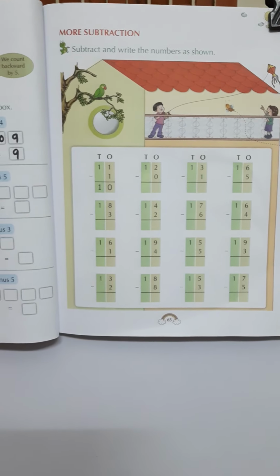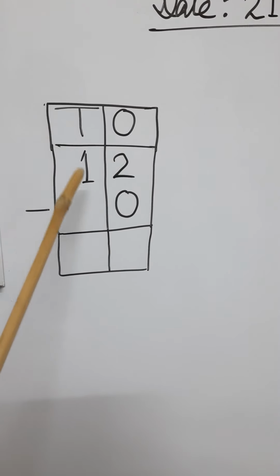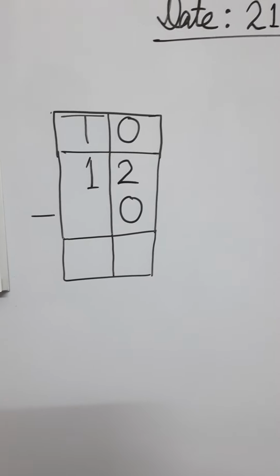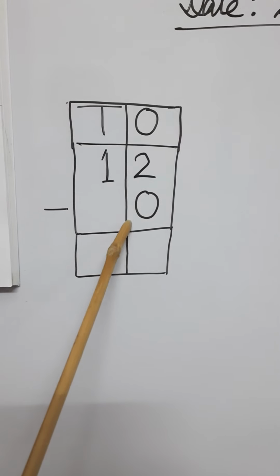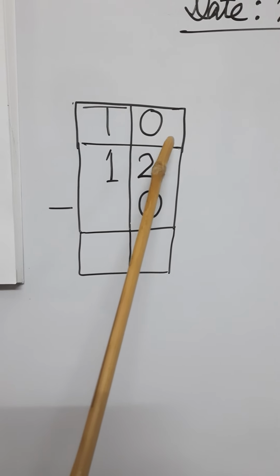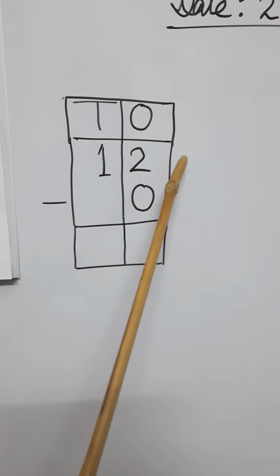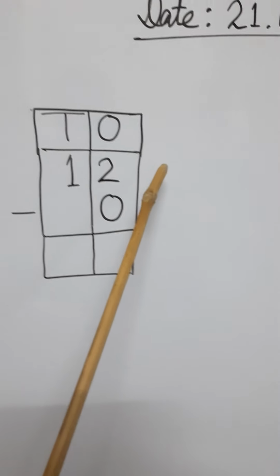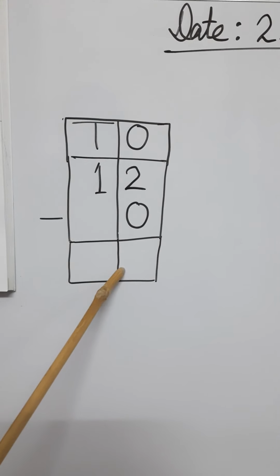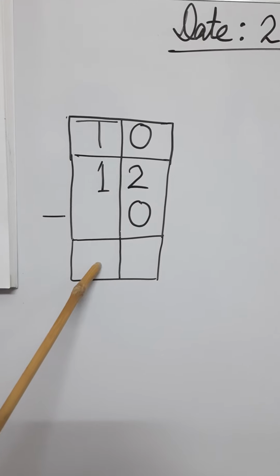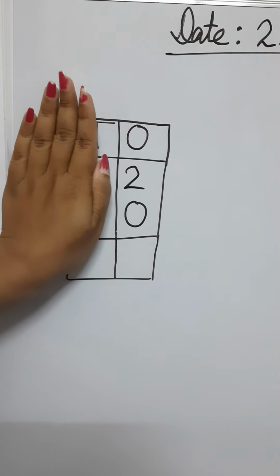Now we have to do some board work. So here I will write these numbers from the book example for your better understanding. So my dear students, you have to see that 12 minus 0. You know that this is the ones place and this is the tens place. When we do subtraction or addition, we have to start from the ones place. First we start from the ones place, then the tens place. Okay? So now I will start from the ones place.